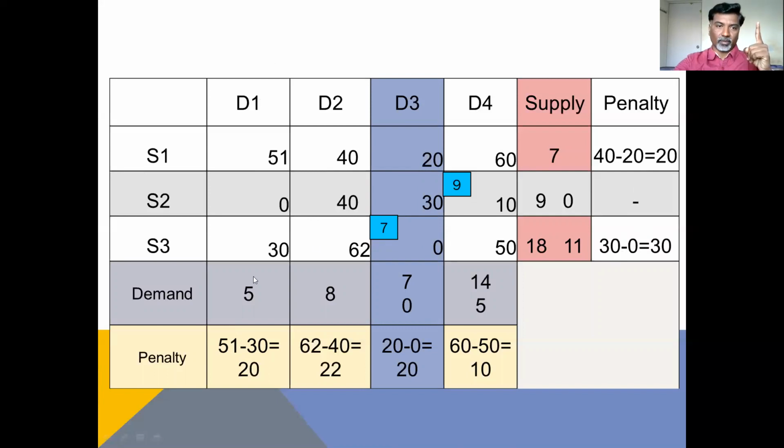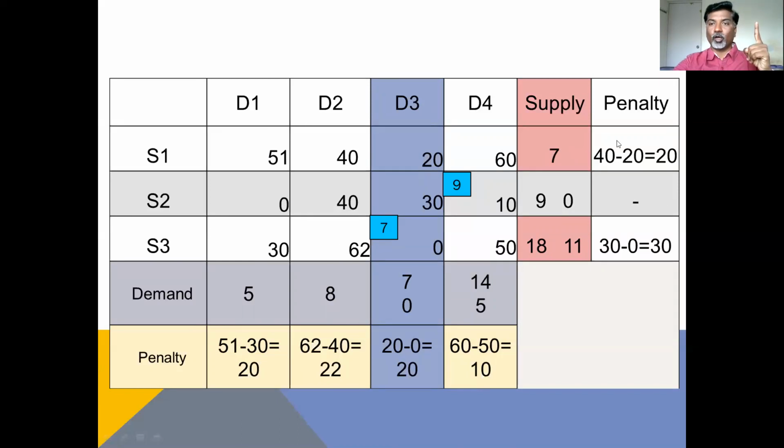For this column, the minimum is 0, but we do not take that 0 into consideration because we have removed that particular row. So the minimum is 30 and the next minimum is 51, so 51 minus 30 is 21. In this column, the minimum is 40 and the next minimum is 62, so 62 minus 40 is 22. In this one, the minimum is 0 and the next minimum is 20, so 20 minus 0 is 20. Here the minimum is 50 and the next minimum is 60, so 60 minus 50 is 10.